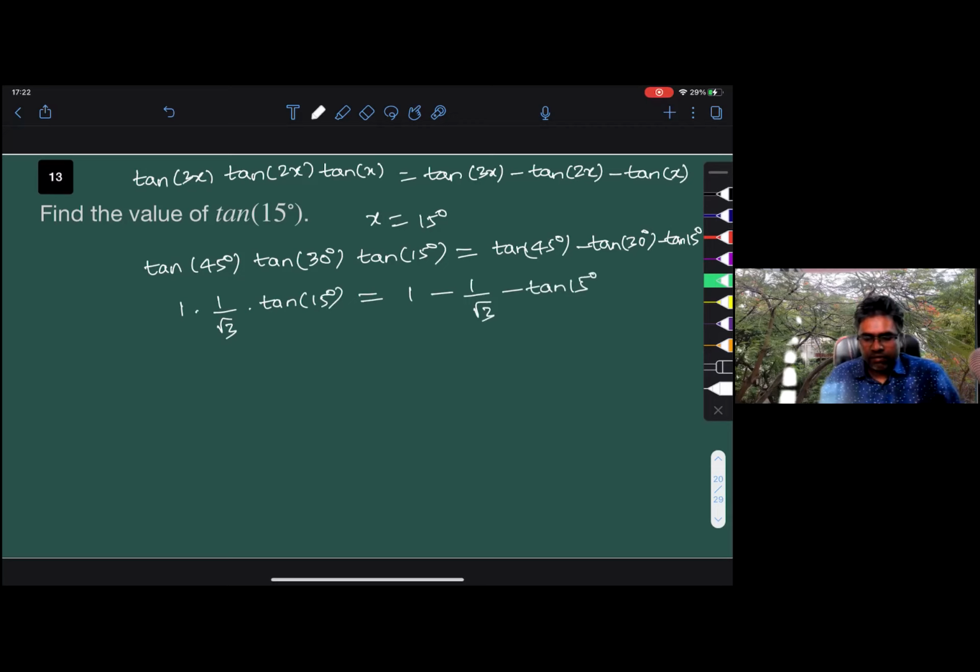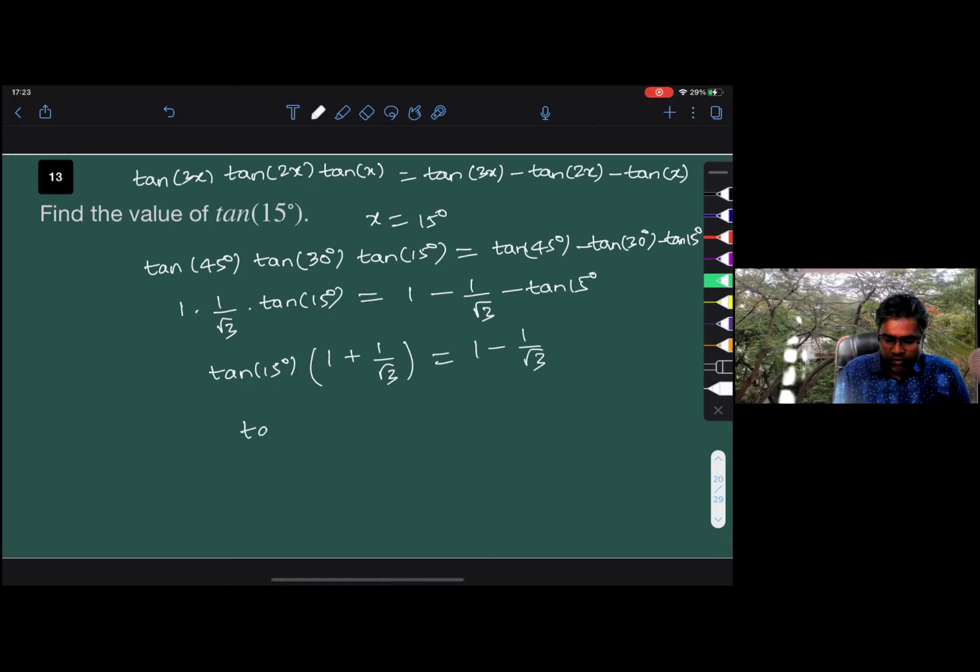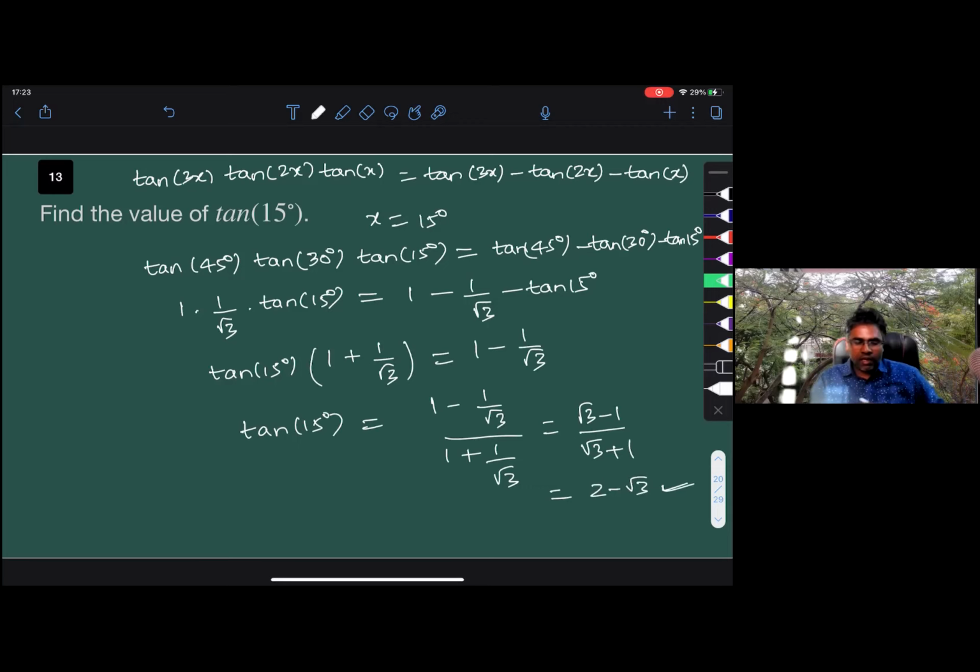So the right hand side tan 15, I'll bring it to the left hand side. And then if I take common, I'll get 1 plus 1 by root 3, and on the right hand side I have 1 minus 1 by root 3. So this should give you tan 15 equals 1 minus 1 by root 3 by 1 plus 1 by root 3. And then we have seen this is root 3 minus 1 by root 3 plus 1. And if you rationalize the denominator, you should get 2 minus root 3. I know this is an overkill, but we're just doing it.